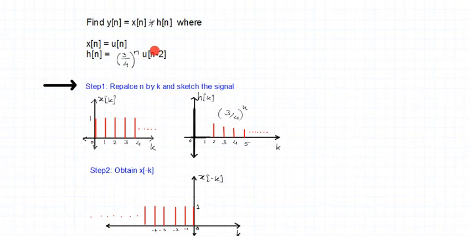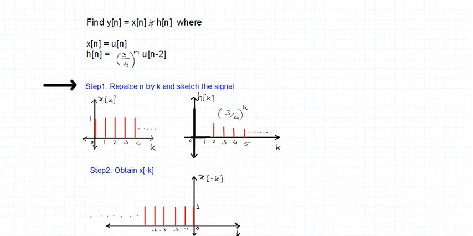So for the unit step signal which starts at 2, at 2 the magnitude would be (3/4) raised to 2. At 3, the magnitude would be (3/4) raised to 3. At 4, it would be (3/4) raised to 4. All these values give us samples which are decreasing in magnitude. So the resultant sketch of h[k] starts from 2 and extends to infinity with the samples decreasing in magnitude, governed by the factor (3/4) raised to k.